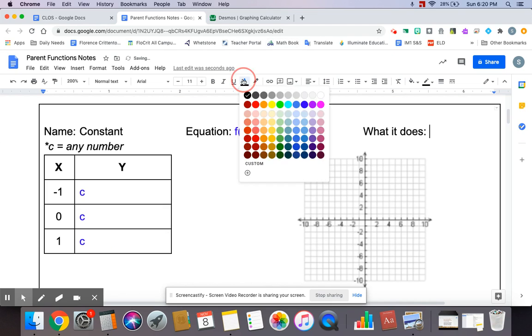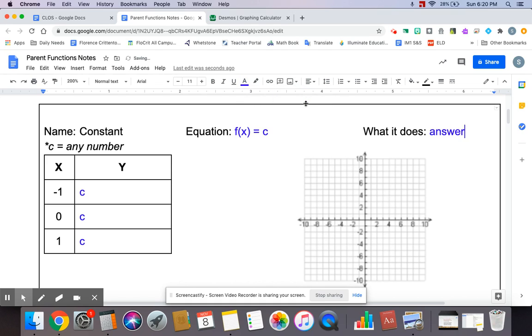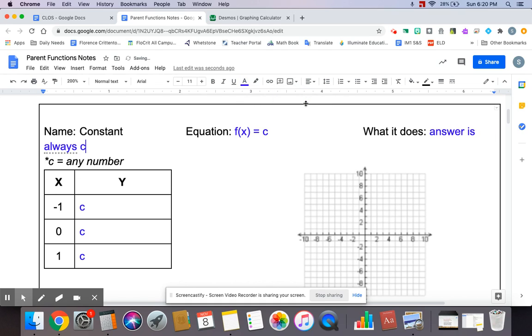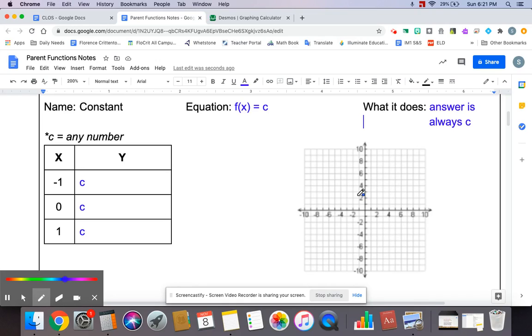So what does it do? The answer is always C. If I had to graph this, let's say 2 is C right now, so I'm going to put a C by it. That means it'd be a flat line. Everywhere y is 2, pretend I can make a flat line.